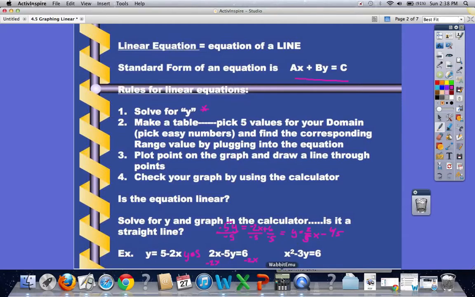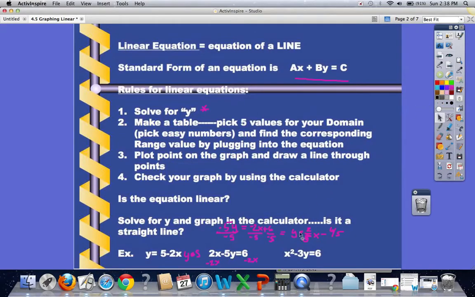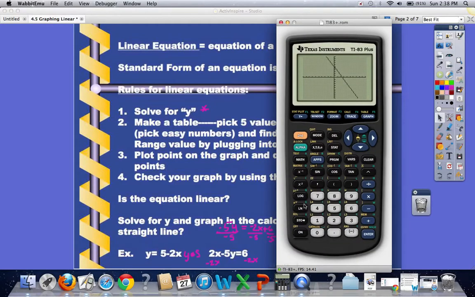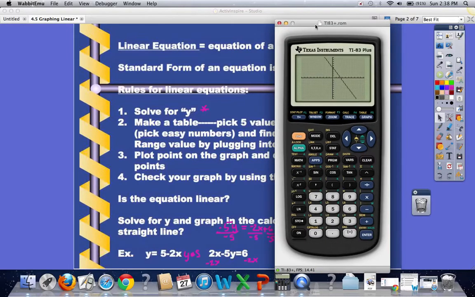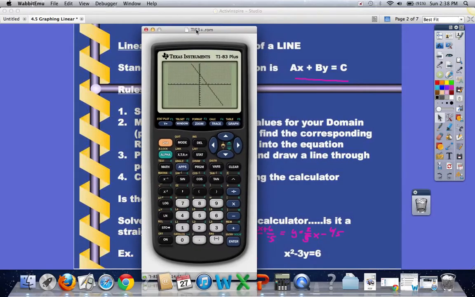But let's check my calculator. All right, so bring that back up, move it out of the way so I can see what I've got. Bring the calculator back up. All right, so I want to go back to y equals and type this in. If you want to clear that out, hit the clear button and it'll all go away.